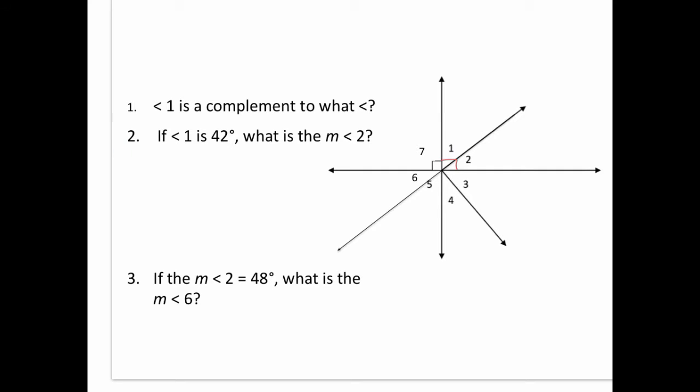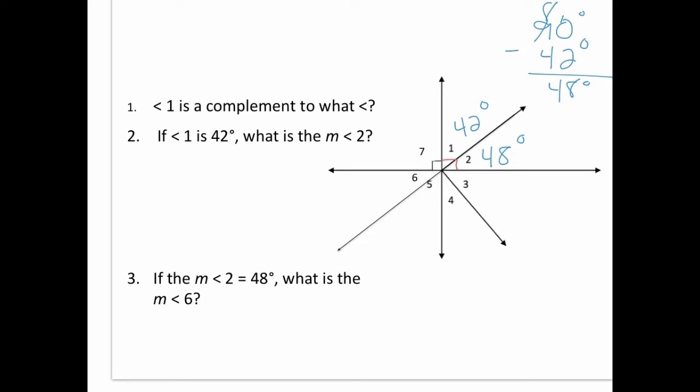Question 2. If angle 1 is 42 degrees, what is the measure of angle 2? Well, if angle 1 is 42 degrees, we know that it is a complement to angle 2, so we would just have to do a little math here. Complementary angles, their sum is 90 degrees. So if we go 90 degrees and we subtract the known angle's degrees, we get 48 degrees. So that means the measure of angle 2 is 48 degrees.